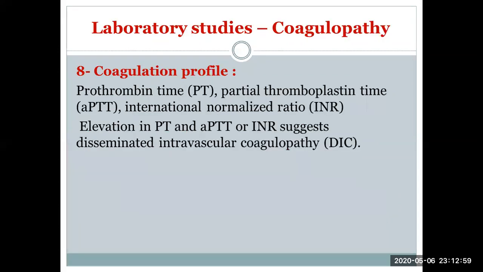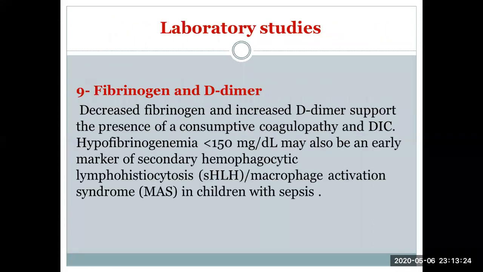Coagulation profile, PT and PTT, as they are indicators for the development of DIC. If the patient is in septic shock and in DIC, your coagulation profile should be obtained from the first extraction and corrected accordingly. Don't leave your patient in DIC. Please correct the coagulation accordingly, and this is part of your sepsis management. Fibrinogen and D-dimer will be disturbed, with decreased fibrinogen and increased D-dimer supporting the presence of consumptive coagulopathy and DIC.